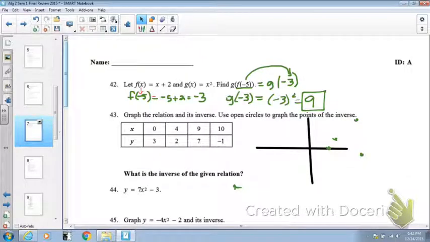Okay, and then the inverse is just where I flip basically, the x and y trade places. Let's do that in red. So the x's that I originally had become my y's, and my y's become my x's. So the x's are now 3, 2, 7, and negative 1. And their corresponding y's are what the x's were, which is 0, 4, 9, and 10. Okay, and then we're going to plot those.